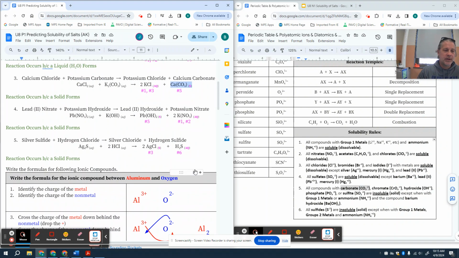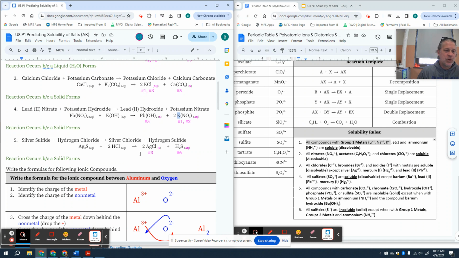I'm not going to go through the rest of these in as great of detail, but I'm going to point out that if you look at rule number 5 for PbOH2, you'll see that hydroxide is the reason why rule number 5 works here. And if you look at number 1, all group 1 metals, there's potassium right here. That makes that aqueous because of rule number 1.